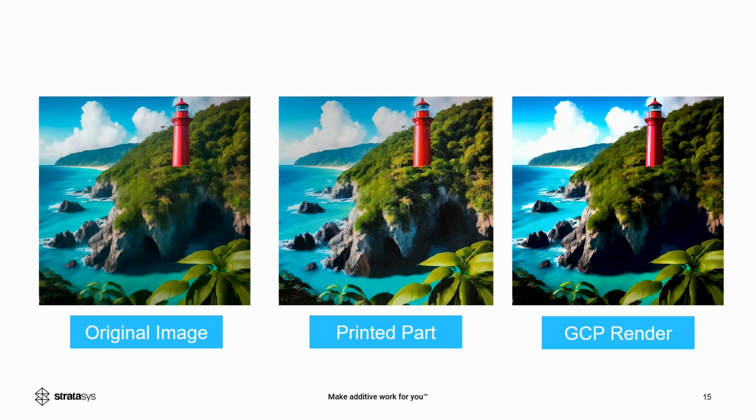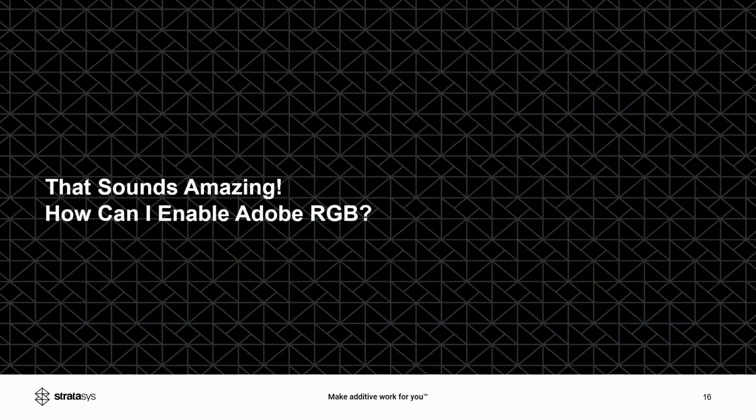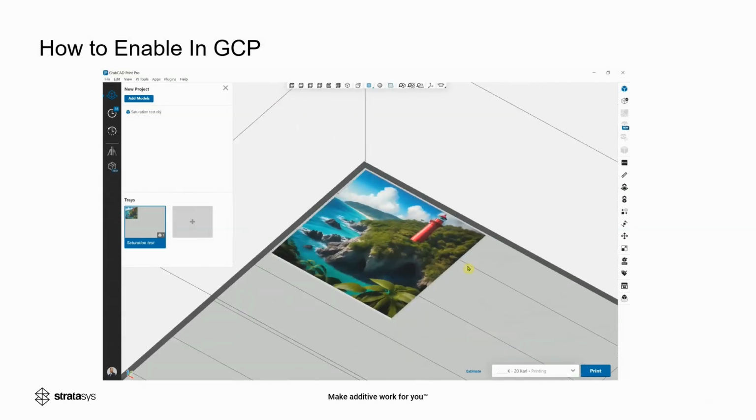And that will enable you to understand how the colors will be converted from screen and represented in print. Now, we understand probably more than you ever wanted to know about Adobe RGB, and let's take a look at how to implement this in GrabCAD Print. Well, it couldn't be simpler.